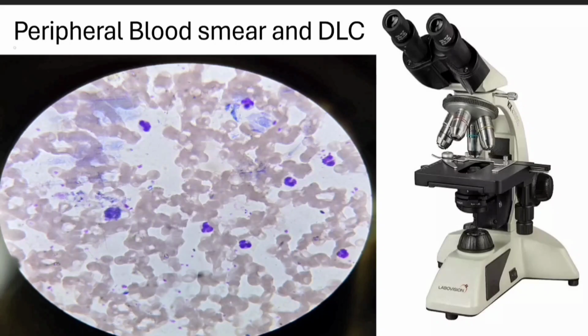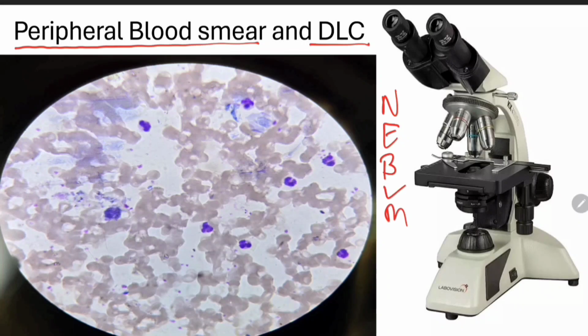Today I am going to discuss the peripheral blood smear and DLC, differential leukocyte count. We know the different types of leukocyte are the neutrophil, eosinophil, basophil, lymphocyte, and monocyte. These are the different types of leukocyte. So we'll discuss the differential leukocyte count.